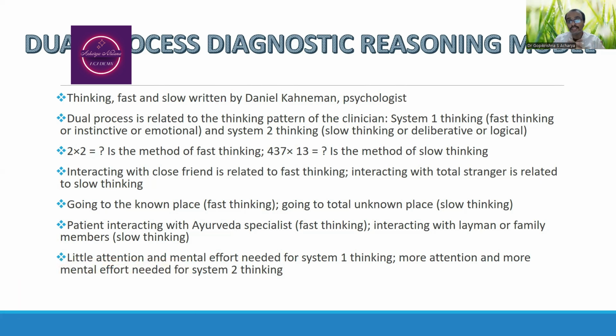Whereas System 2 thinking is termed slow thinking, or otherwise deliberative thinking, or logical thinking, wherein we apply different logical points to support our thinking process. That is what you call System 2 thinking. So here there are a few different examples in different areas where we use fast thinking as well as slow thinking.